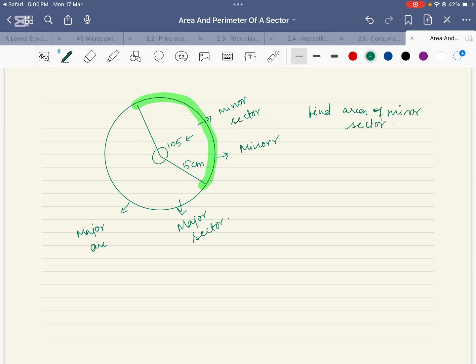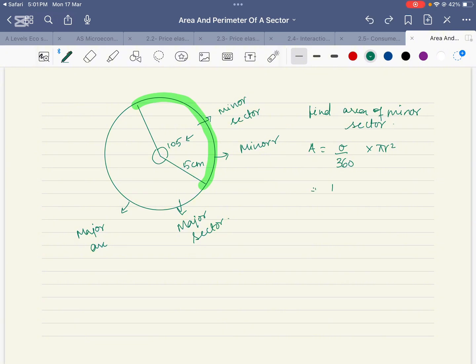So area of minor sector is equal to theta upon 360 into pi r square. If you are wondering that you can't remember when to use pi r square and when to use 2 pi r, of course 2 pi r is used when you are calculating part of the circumference, which is the arc length. When you are using circumference, you use 2 pi r, and when you're using part of area, then you use pi r square.